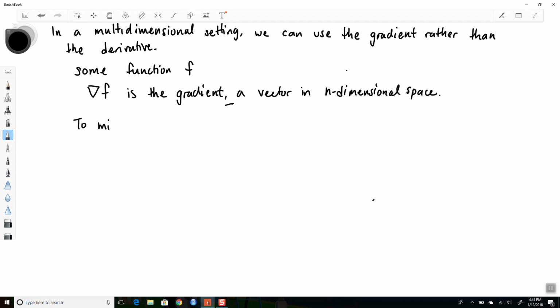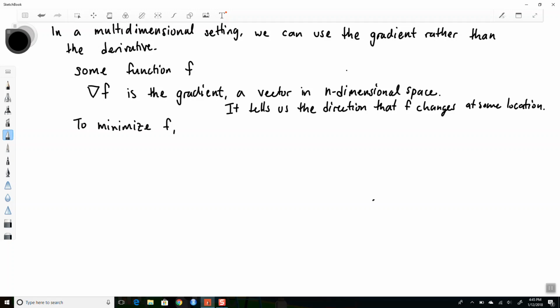So the gradient of f is a vector in n-dimensional space. It tells us the direction that f changes at some location. And so to minimize f, we will take a step in the opposite direction.